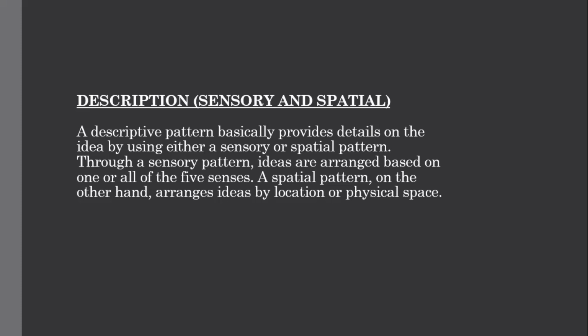A descriptive pattern basically provides details on the idea by using either a sensory or spatial pattern. Through a sensory pattern, ideas are arranged based on one or all of the five senses. A spatial pattern, on the other hand, arranges ideas by location or physical space. So, this kind of pattern describes the appearance or what we observe through our senses. So, in description, we need to consider the texture, the aesthetics, the emotions invoked by the object, what you observe, what you see, and what you feel, and what you hear through your senses.